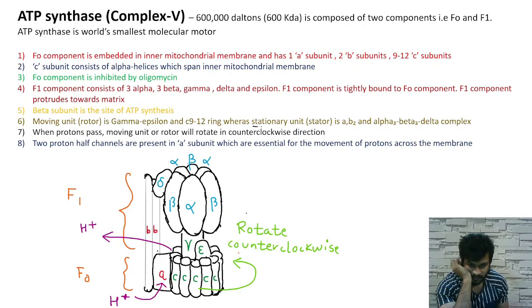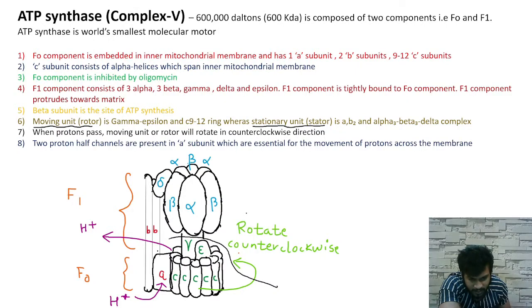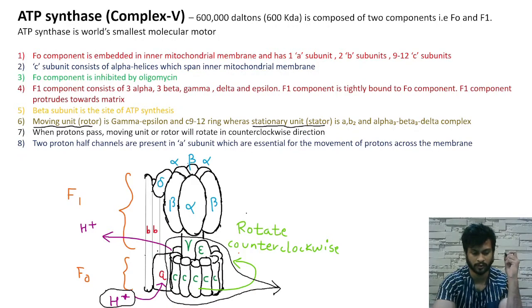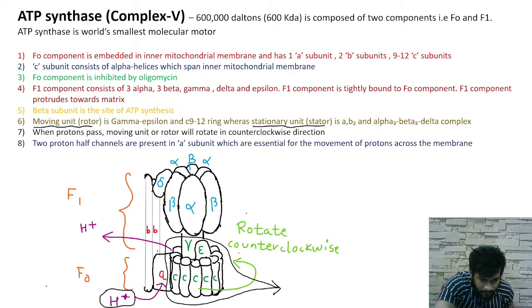And which part is stationary and which part is the moving unit or rotor? The simple way to understand this is this C ring and this gamma epsilon ring, only this portion takes part in rotation when the H plus ions from the matrix will enter the A subunit. Sorry, from this is the intermembrane space.